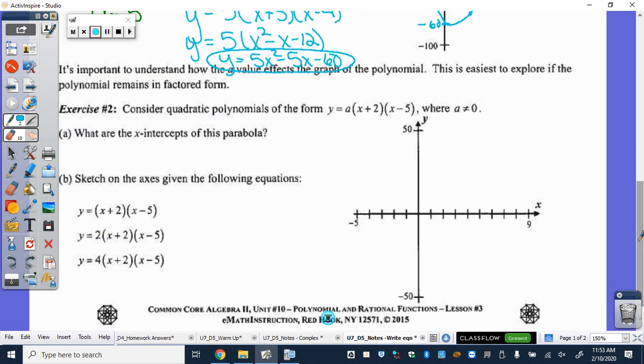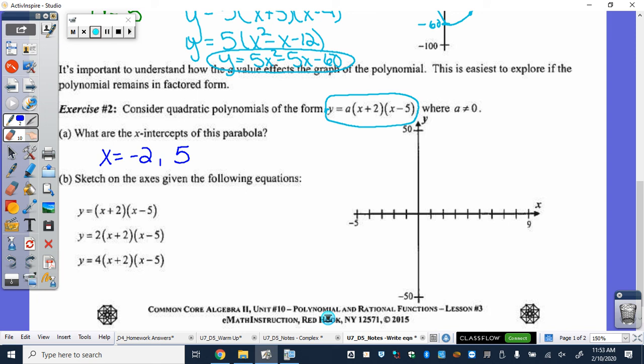So here, consider the quadratic polynomials in this form. A times x plus 2 times x minus 5. What are the two x-intercepts of this polynomial? -2 and +5.